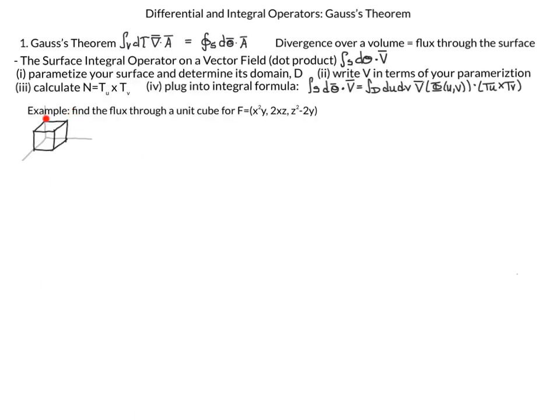This next example involves a cube. We're going to find the flux through a unit cube for f. I probably should have renamed this a so you don't get used to seeing f, but I guess you can figure it out. This is f equals x squared y, 2xz, z squared minus 2y. And because we're looking at Gauss's theorem, we're going to do this much like we did that cylinder example, using the left-hand formula and then using the right-hand side formula.